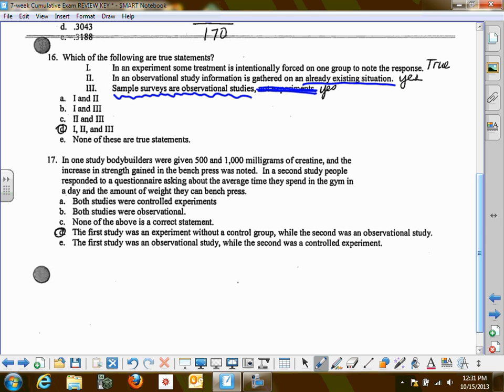Like when I got that J.D. Power and Associates survey in the mail, it was given to me because we already own a Kia Sorrento or whatever. So basically the survey was the method of collecting the data. So that's the way in which you collected the data on the already existing situation. Okay, so the sample survey was the way that you got that data on that already existing situation. You did not impose a treatment. A survey is not a treatment that you're imposing.